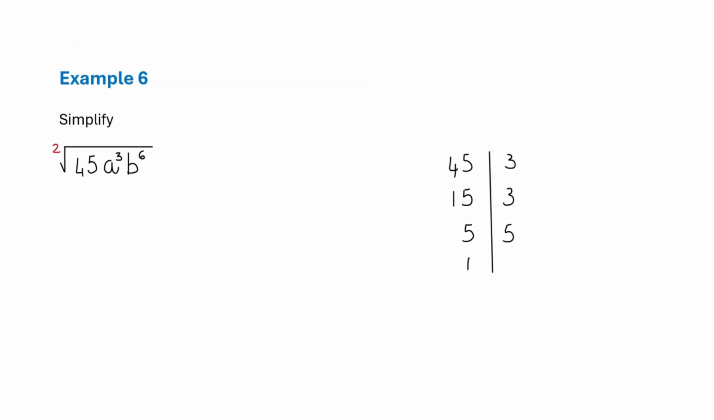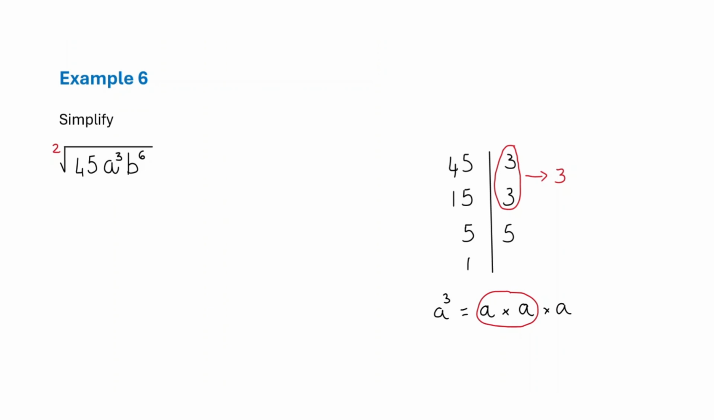The prime factor decomposition of 45 gives us one complete group of 3's. That complete group comes outside the radical as a single 3, while the remaining 5 stays inside the radical. Now let's look at the variables. We treat variables in exactly the same way as numbers. We can write a cubed as a multiplied by a multiplied by a. Since the index is 2, we can make one complete group of a's, leaving one a inside the radical.